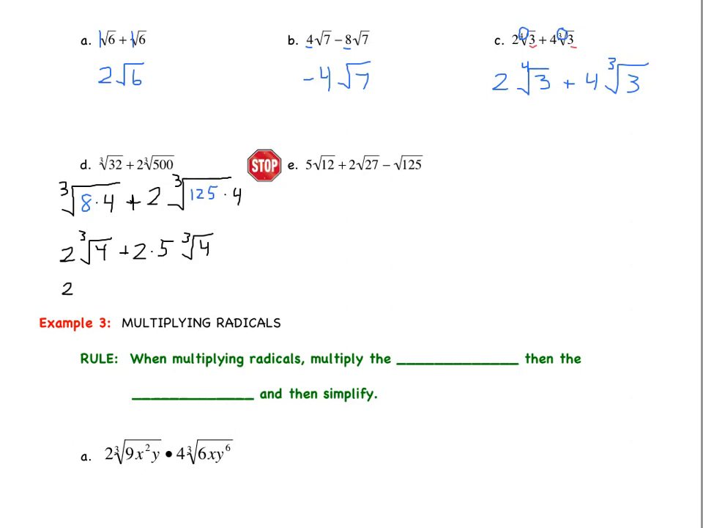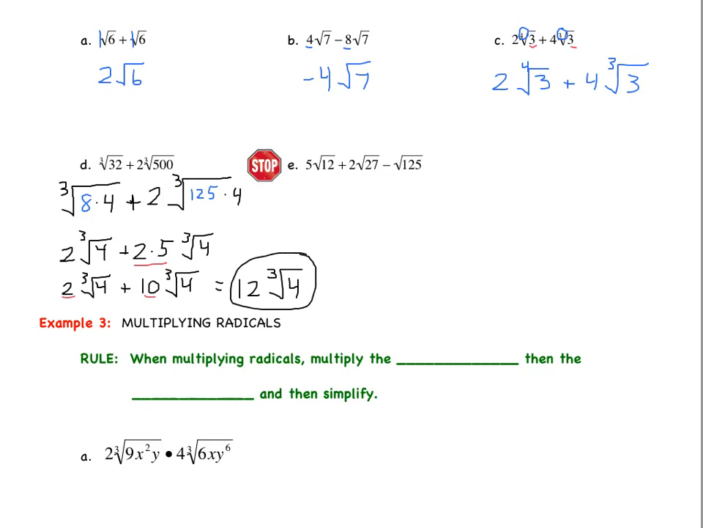So this first term stays 2 times the cubed root of 4. The second term, we're going to have 2 times 5, which gives us 10 times the cubed root of 4. Now we double check. Are the indexes the same? They're both 3's, so that works out. And are the radicands the same? They absolutely are. So now we can combine our coefficients, 2 plus 10, for a grand total of 12 times the cubed root of 4.